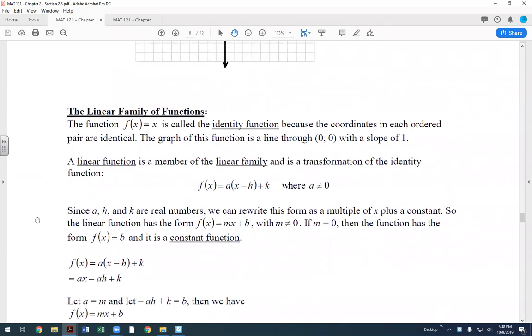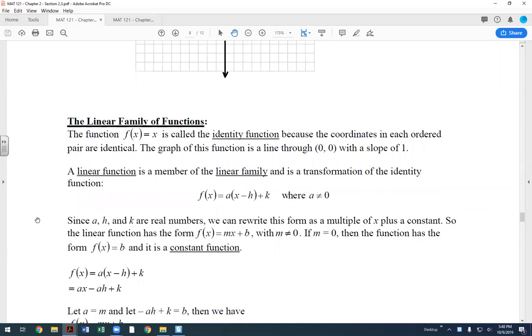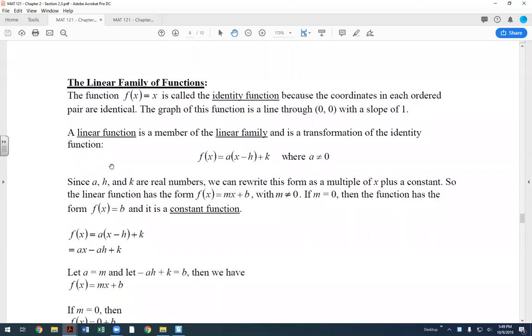So here they're telling us, of course, our base function is going to be the identity function, which is our y equals x function, because remember, when I set my tables, I always get y equals x. So if my x values are -2, -1, 0, 1, and 2, my y values will be the same. They're going to be identical. So that's what actually gives it the name, the identity function. We know this is a graph that passes through the origin at (0, 0) and has a slope of 1.